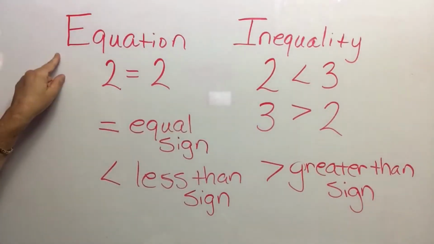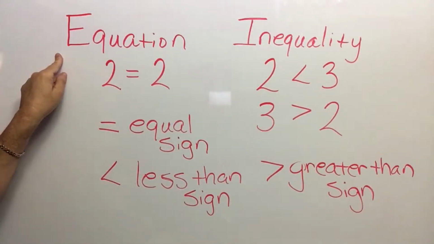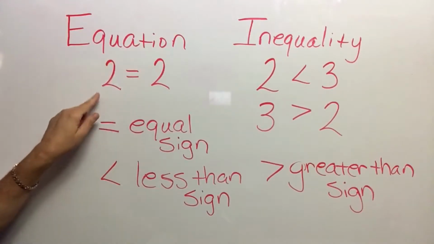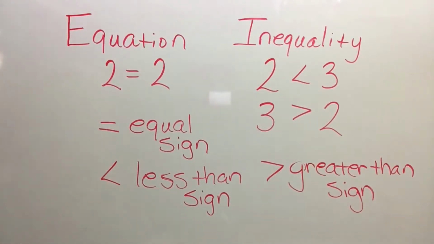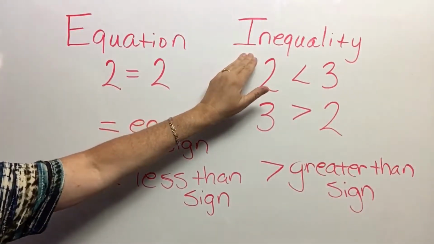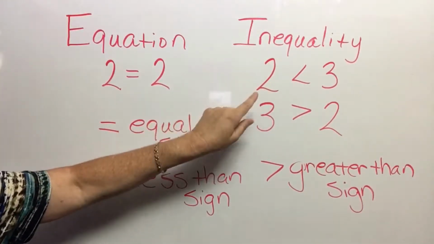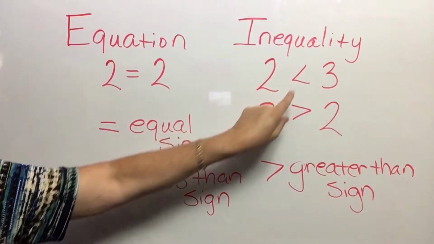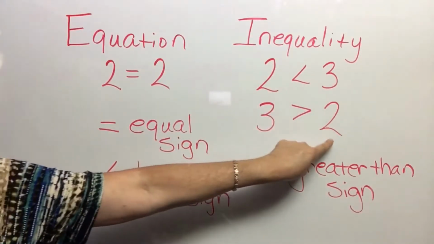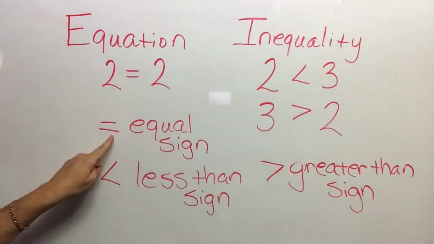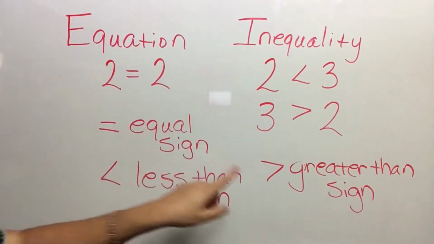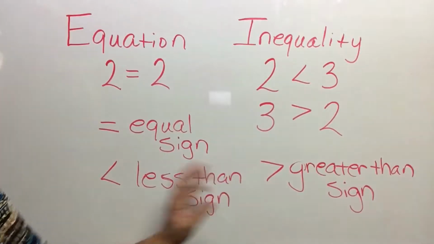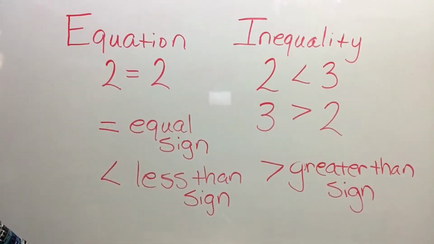If two quantities are equal, then they are called an equation. 2 equals 2 is an equation. If two quantities are not equal, they are called an inequality. 2 is less than 3. 3 is greater than 2. This is our equal sign, less than sign, and greater than sign. You will need to pause the video and put this into your math notes.